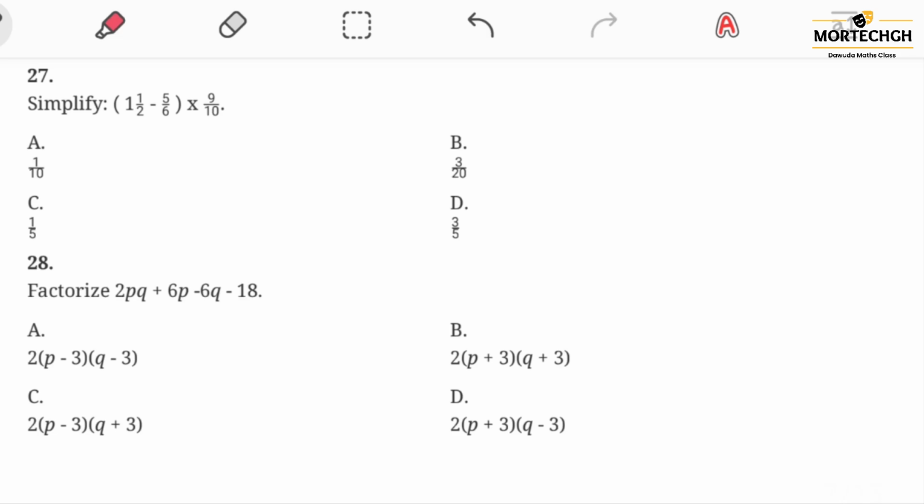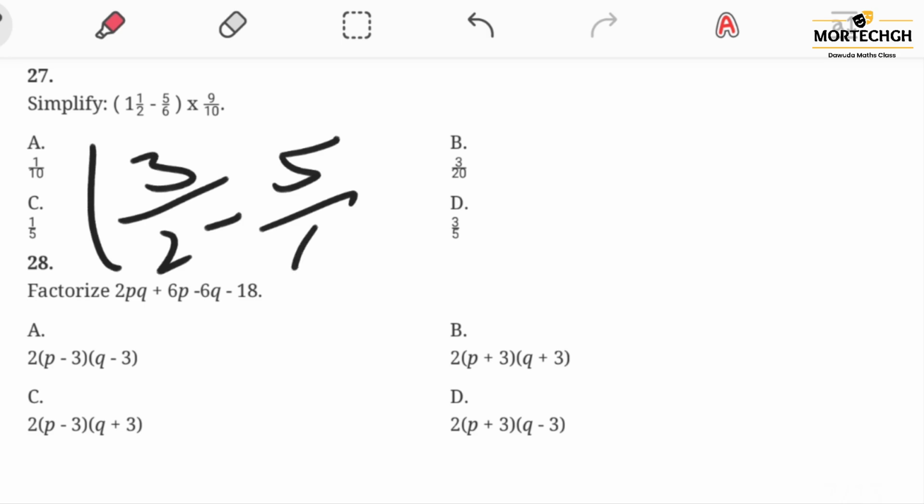So to solve a question like this, you first of all have to convert the mixed fraction to an improper fraction. Depending on how the mixed fraction is written, you convert it to a proper or improper fraction. So you first open the bracket: 2 times the whole number, which is 2, plus the numerator, which is 1. If you add 2 plus 1, that gives you 3 all over the denominator, which is 2, minus 5 over 6, all in brackets, times 9 over 10.